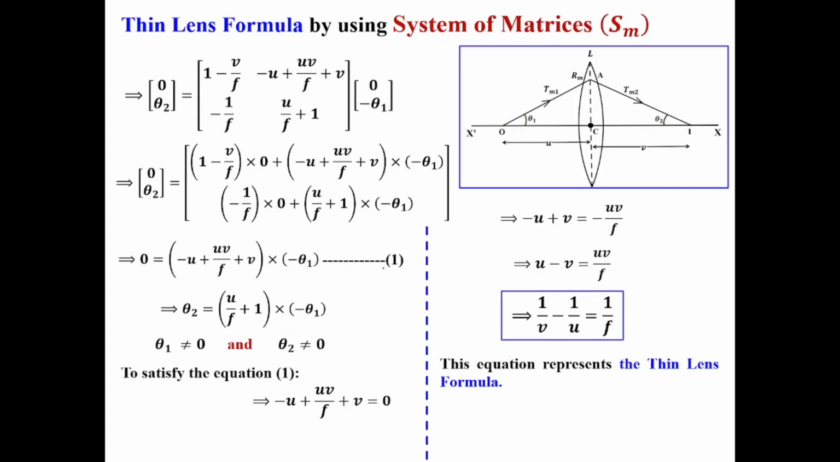Now consider equation 1. To satisfy equation number 1, since theta 1 cannot be 0, this value has to be 0. Minus u plus uv by f plus v should be 0. Otherwise, how will the equation be satisfied? So to satisfy equation number 1, this value is equal to 0. Just rearrange the terms. You will find 1 by v minus 1 by u equal to 1 by f. This is nothing but the thin lens formula.